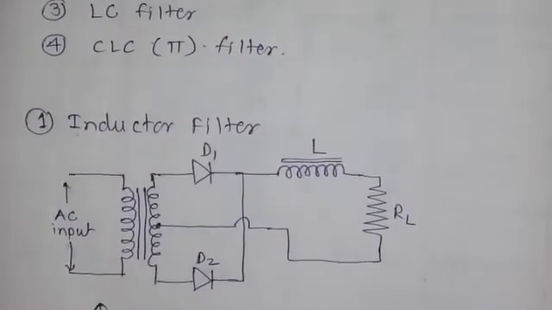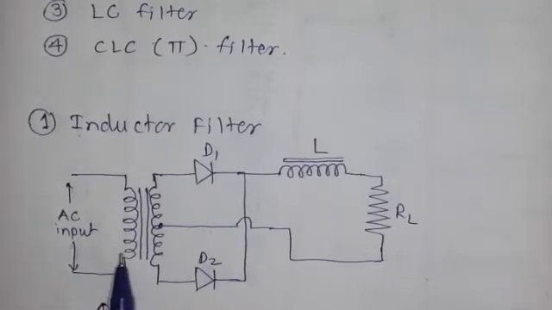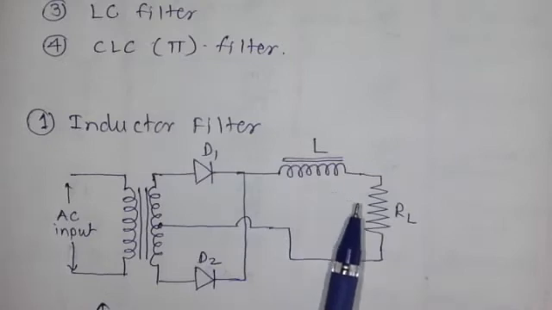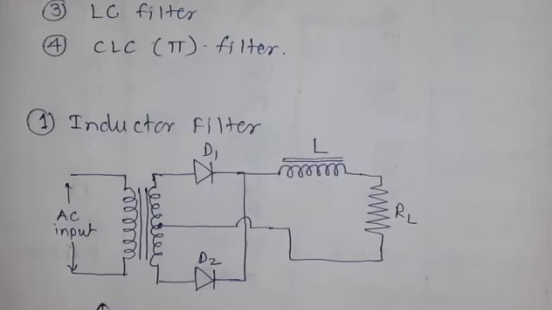Now, in this inductor filter, the AC input is applied at the primary of the transformer. At the secondary, we connect the full-wave rectifier, which consists of two diodes, D1 and D2. Then this inductor is generally connected in series with load resistor RL. That is most important: the inductor filter is connected in series, and the capacitor filter is connected in parallel with the load resistor.